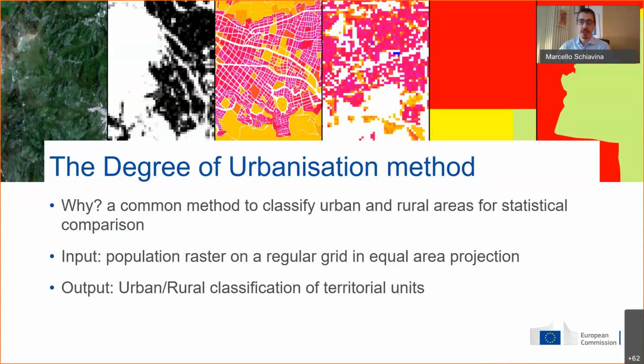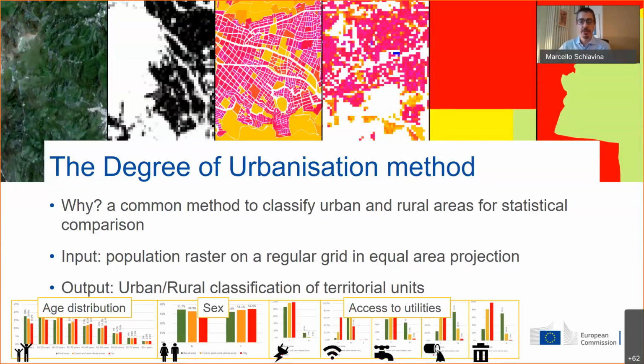All the process is based on a population raster on a regular grid in equal area projection. This means that each pixel represents both counts and density, and produces a classification of territorial units into rural and urban that can be used for several analyses such as the disaggregation of age distribution, gender, or access to infrastructure or utilities by degree of urbanization, and so differences between rural and urban situations, a challenge for many SDGs as described in the Agenda 2030 for Sustainable Development.